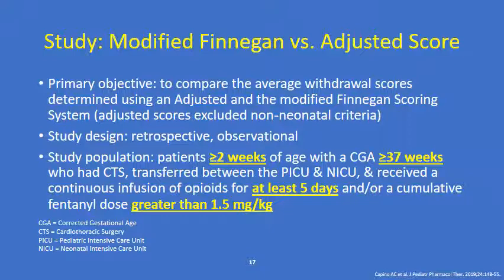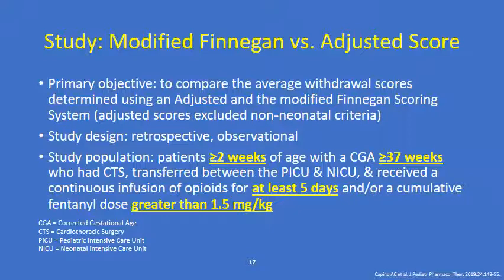And so the primary objective of this study was to compare the average withdrawal scores determined using an adjusted scoring system and the modified Finnegan scoring system. When we created this adjusted scoring system, it excluded non-neonatal criteria, because if you remember, I said the WAT1 we can actually use in patients greater than or equal to 14 days of life. Technically, those patients may still be a neonate as long as they're less than 28 days of life. So there's some overlap potentially in the tools that we can use.